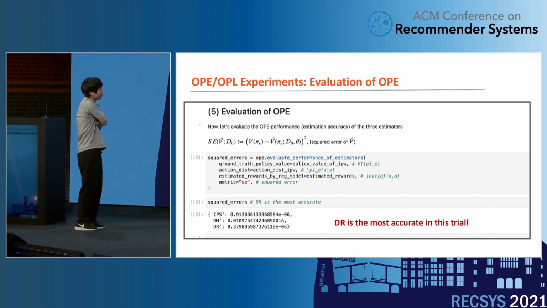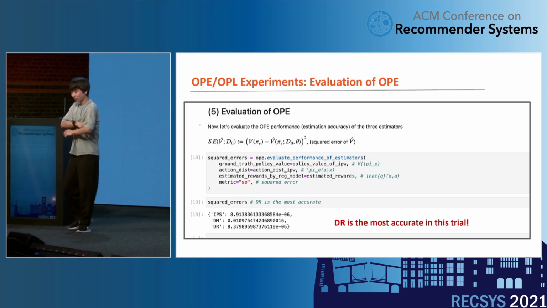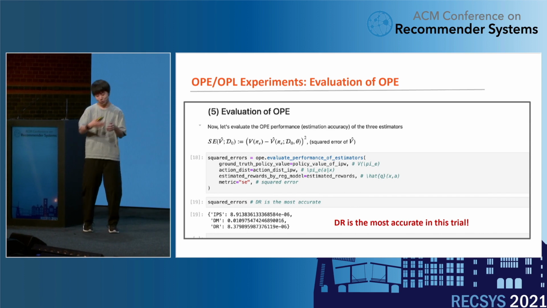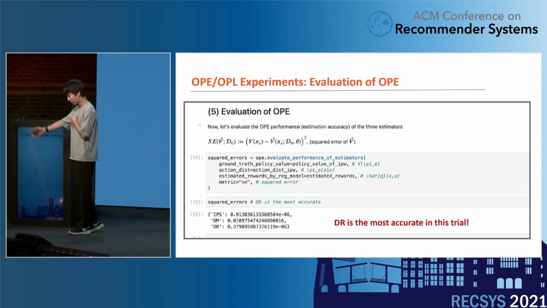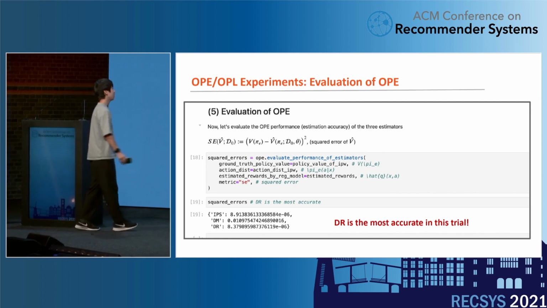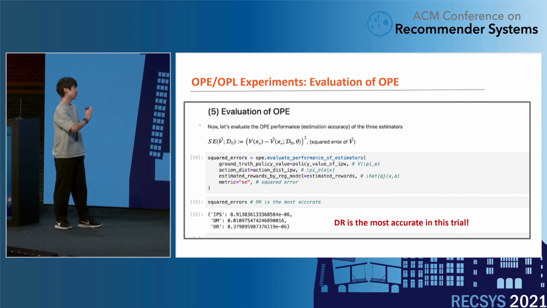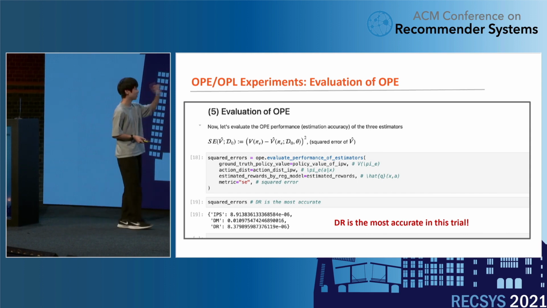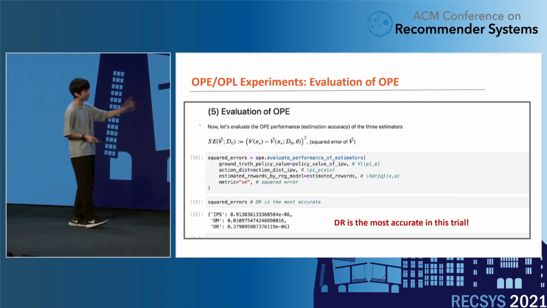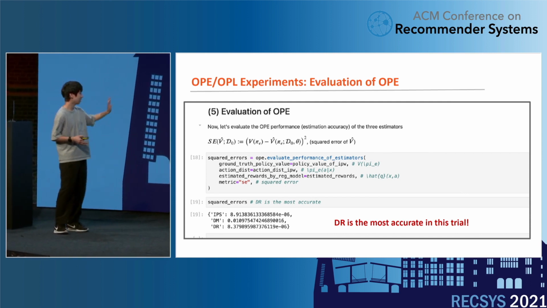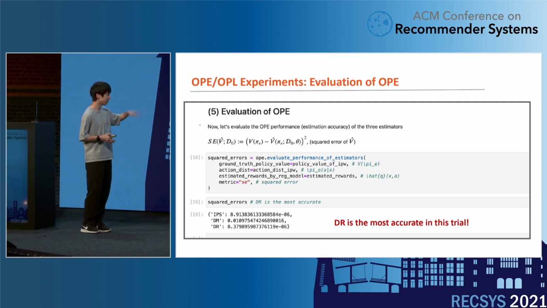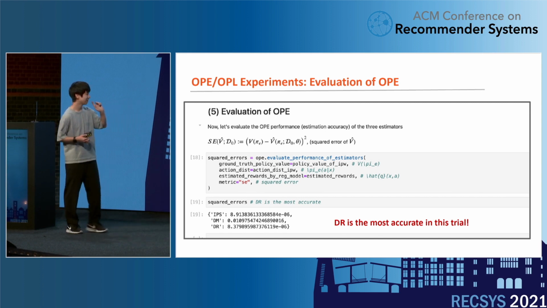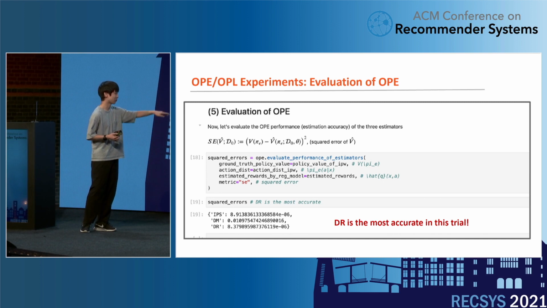Okay, then the final part is going to be the evaluation of a policy evaluation. So now assuming you are a researcher, so you maybe compare the performance of your proposed policy evaluation method and some baseline policy evaluation methods. And the performance measure of the policy evaluation is going to be squared error or mean squared error. And we can also calculate this squared error by just using the evaluate performance of estimators function. And then we're going to have the squared error of each estimator that we gave to the policy evaluation class. And in this particular trial, doubly robust is going to be the most accurate estimator.